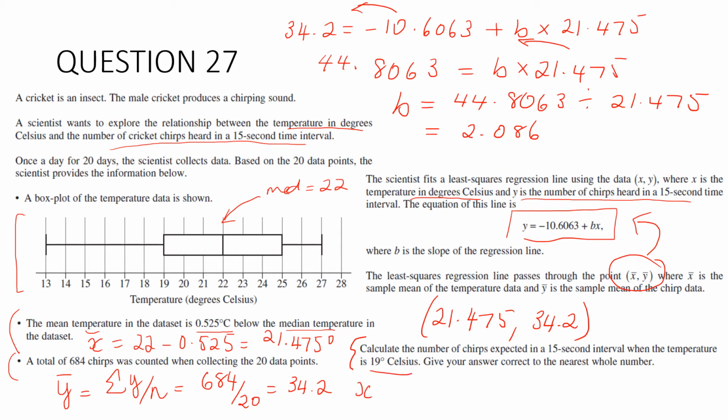So x is equal to 19. So we just substitute in y is equal to negative 10.6063 plus 2.086 times 19, and into the calculator we get approximately 29 chirps.